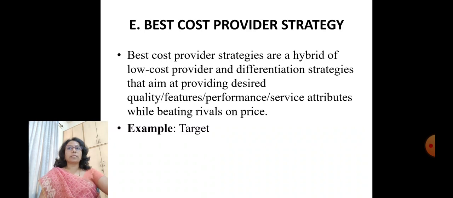So the best cost provider strategy is a hybrid of low cost provider and differentiation strategy that aims at providing desired quality, features, performance, service attributes while beating rivals on price, striving to get customers more value for the money by combining an emphasis on low cost with an emphasis on upscale differentiation. It combines both low cost and differentiation, as I already told you. The objective is to create superior value by meeting or beating customer expectations on product attributes and beating their price expectations.